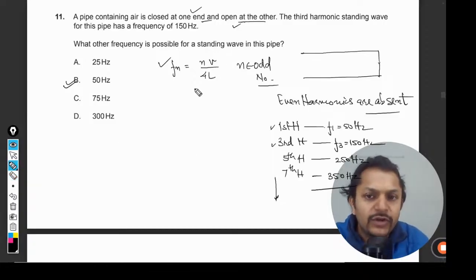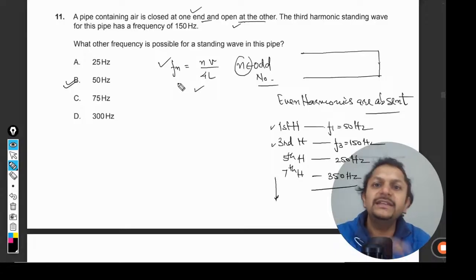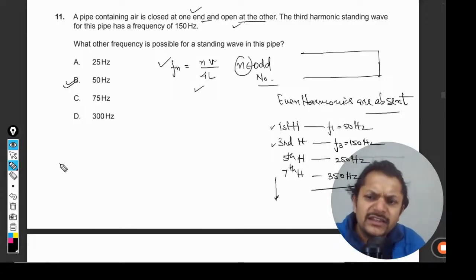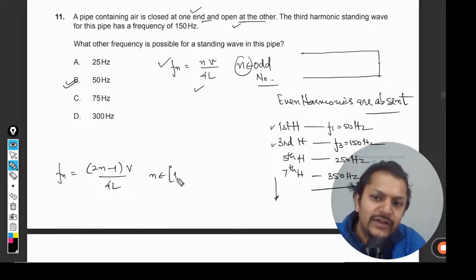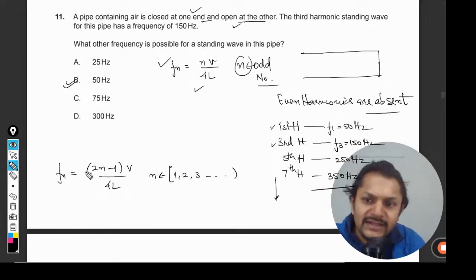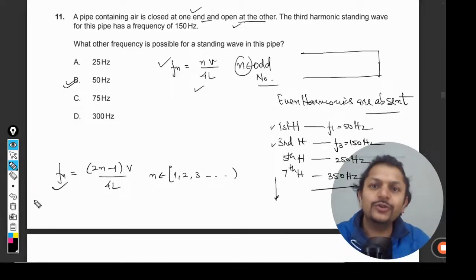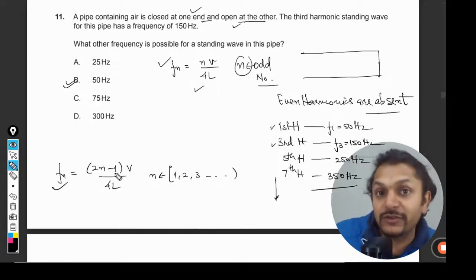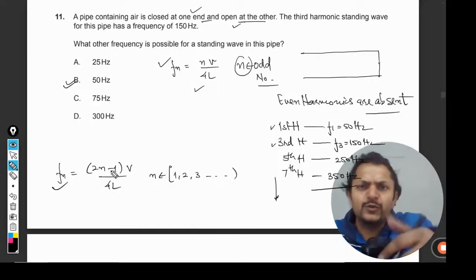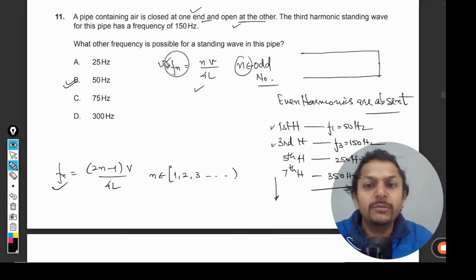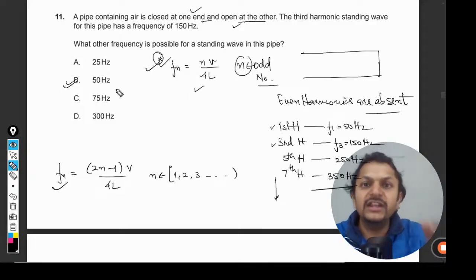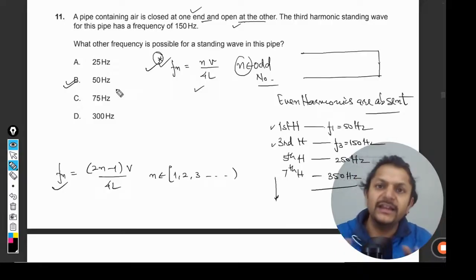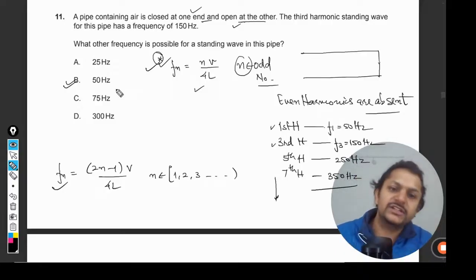In this, if you are going to write it like this, we have to say that n is an odd number. Otherwise, there is another fancy way of writing it: (2n minus 1) v divided by 4l, where n is an element of the natural numbers, or you can call it 2n plus 1. So n is all the natural numbers, but you would be using 2n minus 1. Sometimes the formula is given in this way, sometimes in that way, but this way is definitely better, definitely easier to understand and apply in your question. So this is how we do this question.